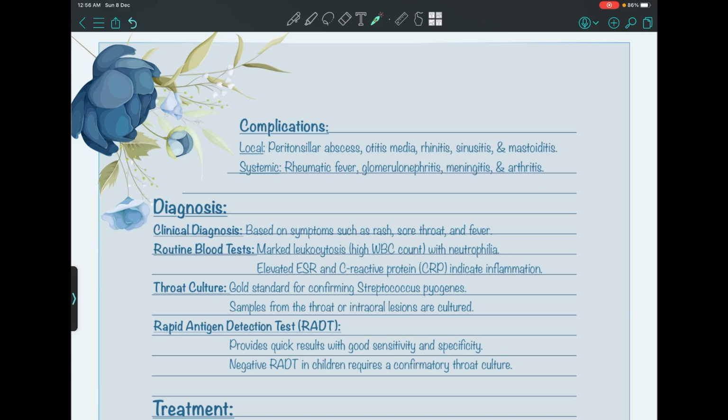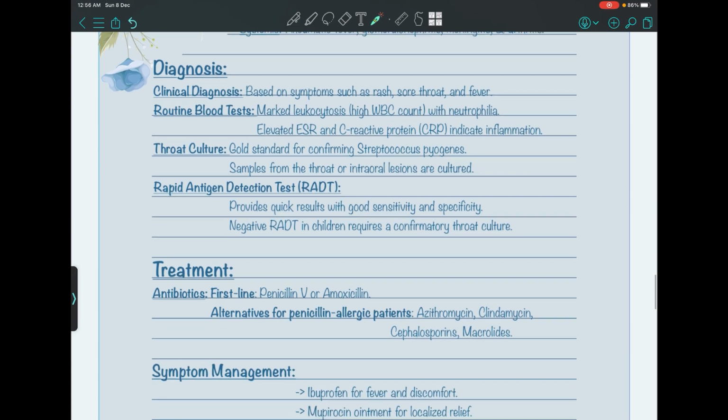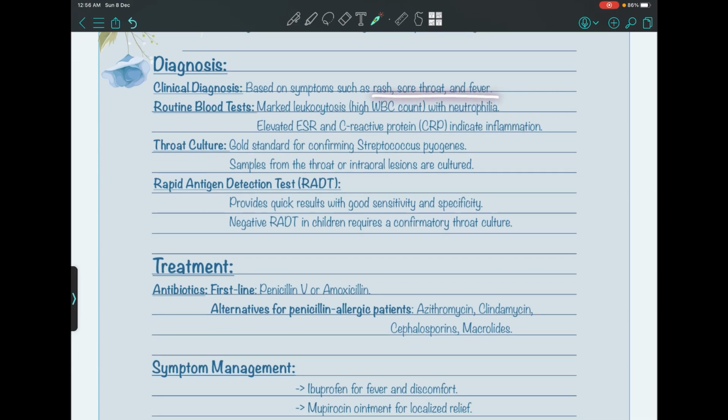Diagnosis is usually based on clinical findings, including rashes, sore throat, and fever. Routine blood examination shows marked leukocytosis with increased neutrophilia. There is an elevation of ESR and C-reactive protein. Culturing the flora of intraoral lesions, pharynx, and saliva can be used to confirm the diagnosis. Throat culture is the standard for the diagnosis of streptococcal pharyngitis and scarlet fever.